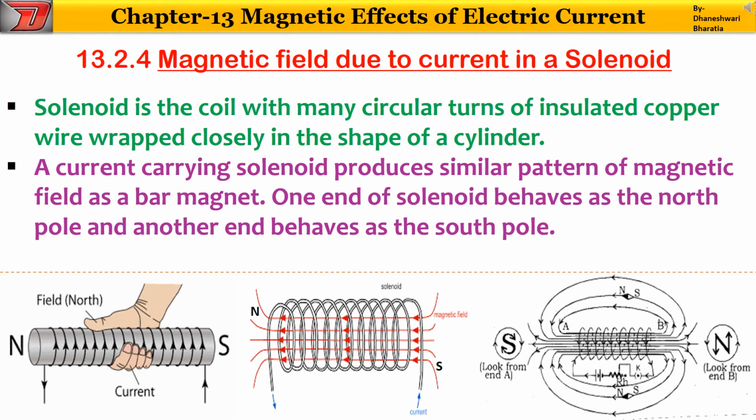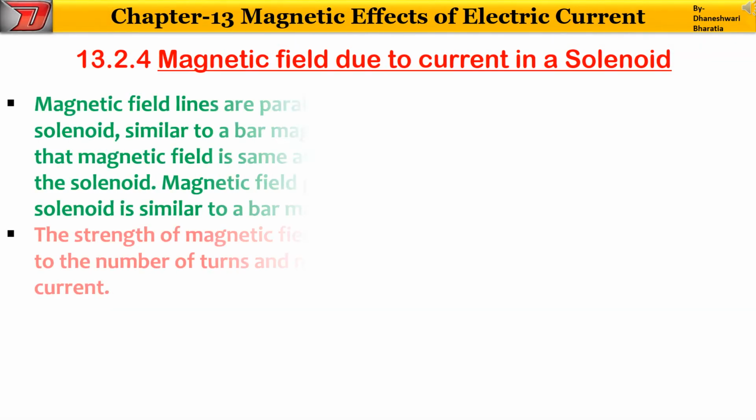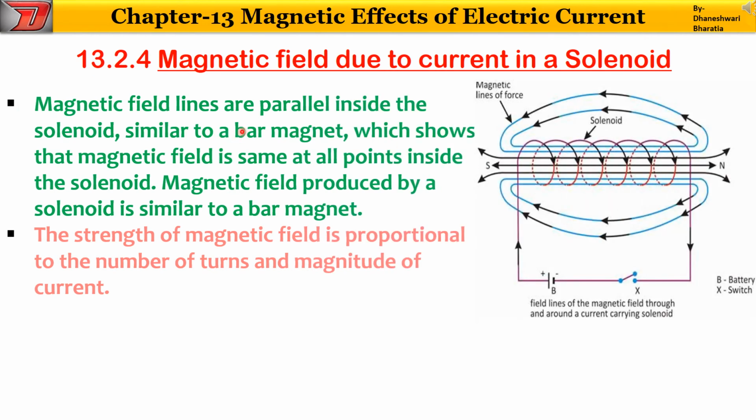Okay, magnetic field lines are parallel inside the solenoid. If we compare this solenoid with a bar magnet, we know the property of magnetic field lines in a bar magnet, right? They always start from the north pole and they end at the south pole. They always move in concentric circles, and inside the bar magnet they are parallel to each other, right? They never intersect, isn't it?